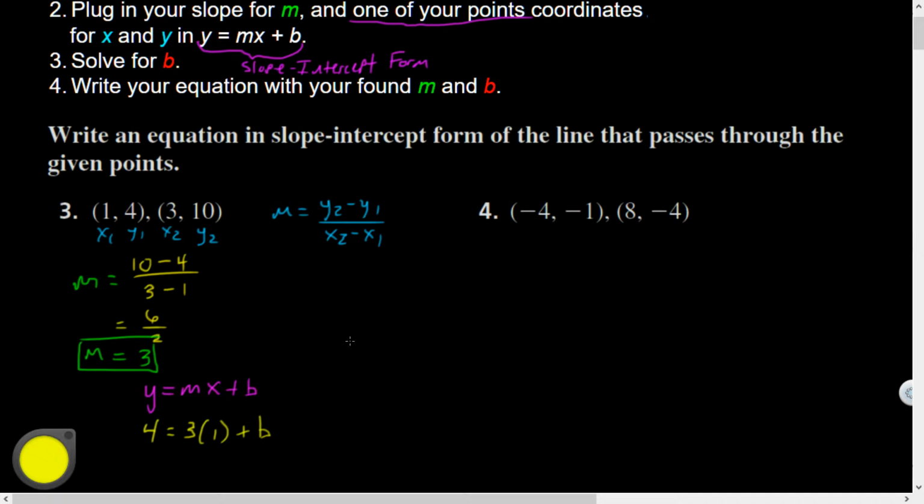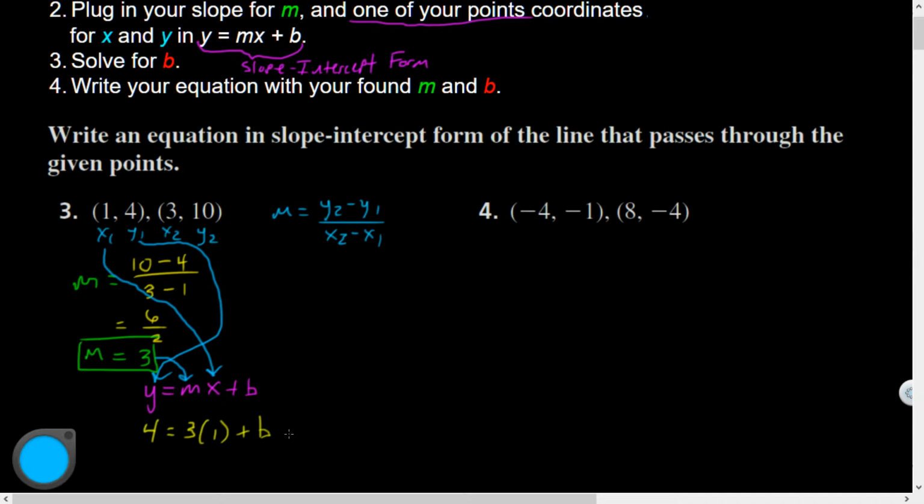Let me draw these lines. 3 from the m. y1 went here, and x1 went there. Now, if I choose y1, I have to choose x1. I couldn't have chosen this x and that y. That will not help us. That would be a completely different line.